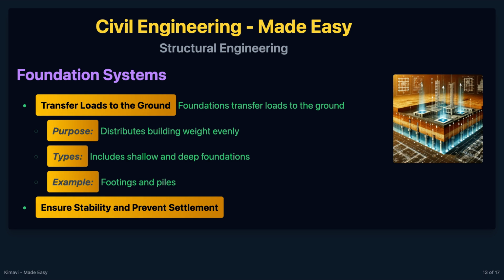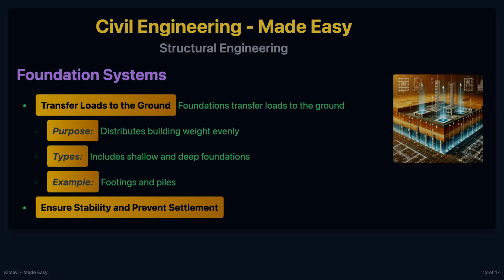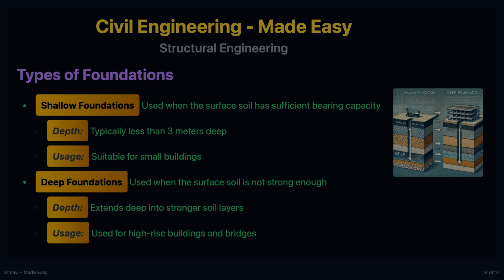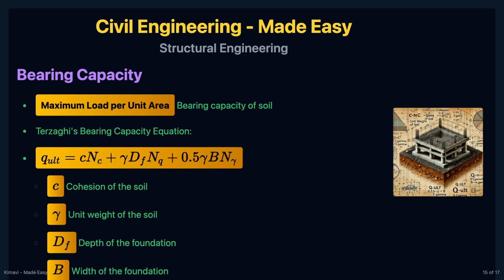Foundations are critical for transferring the loads from the structure to the ground. They ensure stability and prevent excessive settlement. There are two main types of foundations: shallow foundations, used when the soil near the surface has sufficient bearing capacity, and deep foundations, used when the surface soil is not strong enough to support the loads. The bearing capacity of soil is the maximum load per unit area that the soil can support without failure.